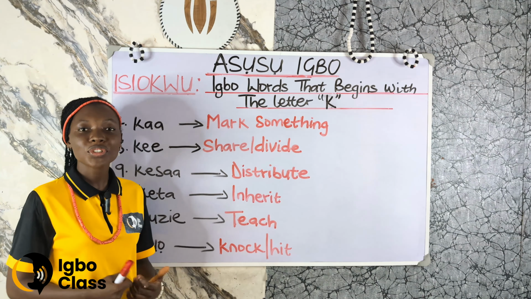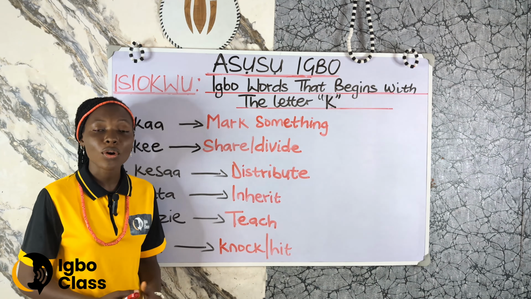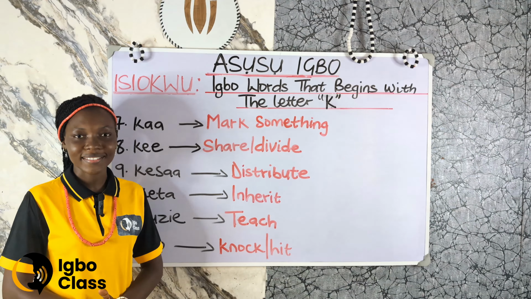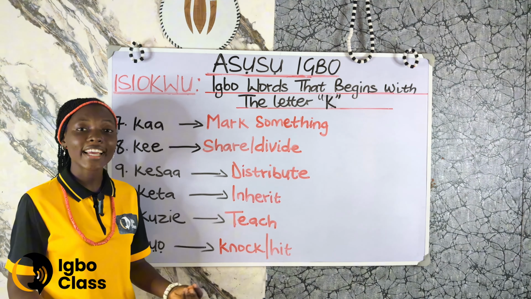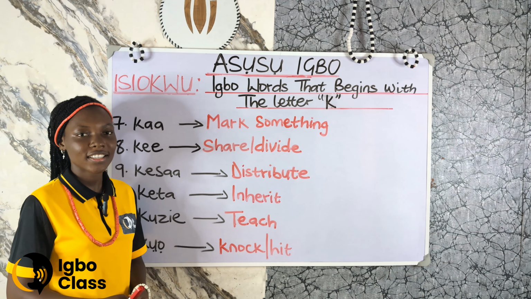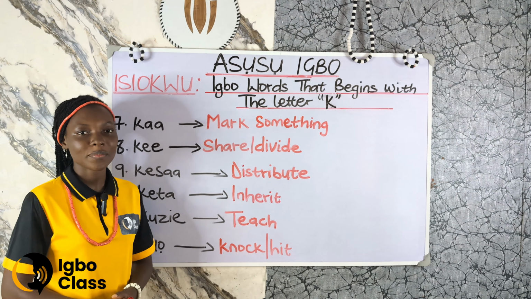Ke, to share or to divide. Ke oroma ahụ, to divide the oranges. Share them.